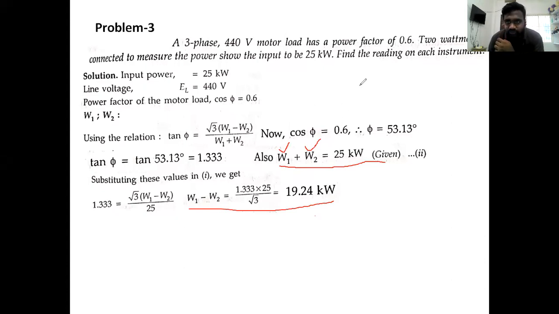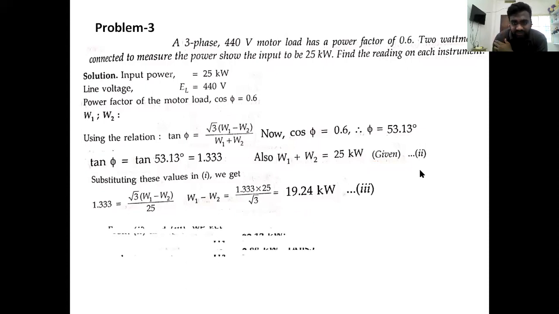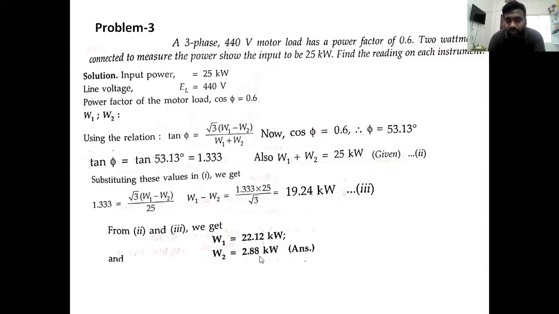If we solve these two expressions, equation 2 and equation 3, W1 is equal to 22.12 kilowatts and W2 is equal to 2.8 kilowatts. That means we solve W1 plus W2 equal to 25 kilowatts and W1 minus W2 equal to 19.24 kilowatts together, and we get W1 equal to 22.12 kilowatts and W2 equal to 2.8 kilowatts. Check with this.